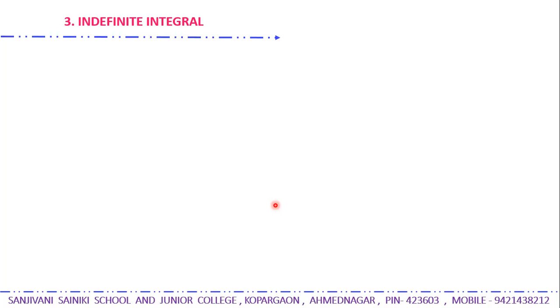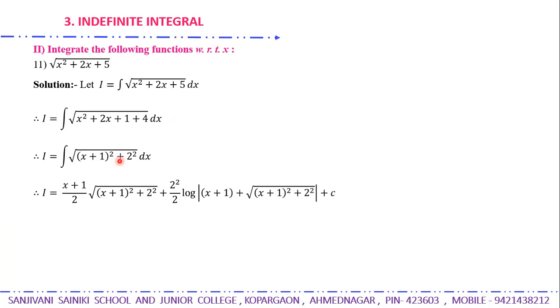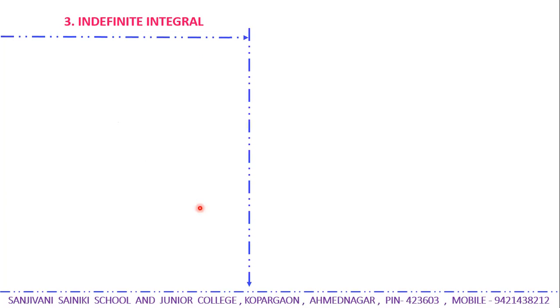Now the next example, root x square plus 2x plus 5. Again here we have to use the completing the square method, complete it and use the root x square plus a square formula. x by 2 root x square plus a square plus a square by 2 log of x plus root x square plus a square. So using this formula you will get the required answer.